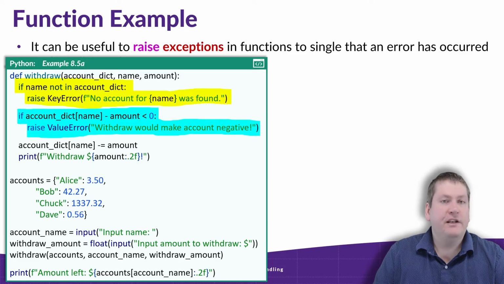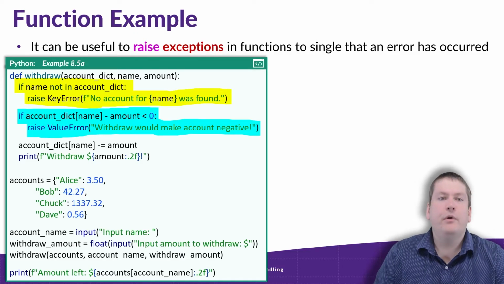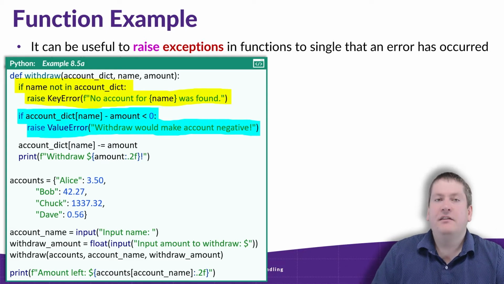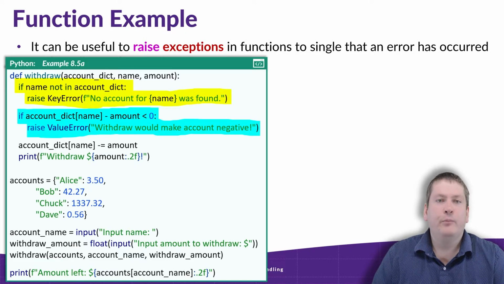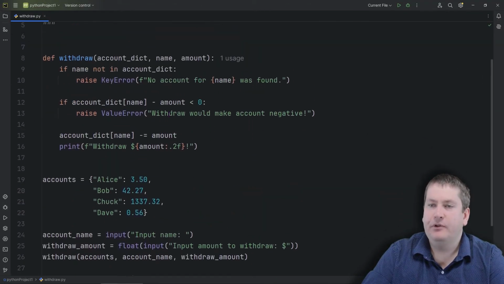The second error condition we need to check for is if the account dictionary does not have enough money listed for that user. So we look up the current amount in that user's account using account dict subscript name, and then we subtract the amount from it. If that's less than 0, we know they don't have enough money to withdraw. In that case, we raise a value error, and that's going to contain the message "withdraw would make the account negative." So let's switch over to PyCharm now and try out this code in debug mode. Okay, we're in PyCharm and we have the example loaded up.